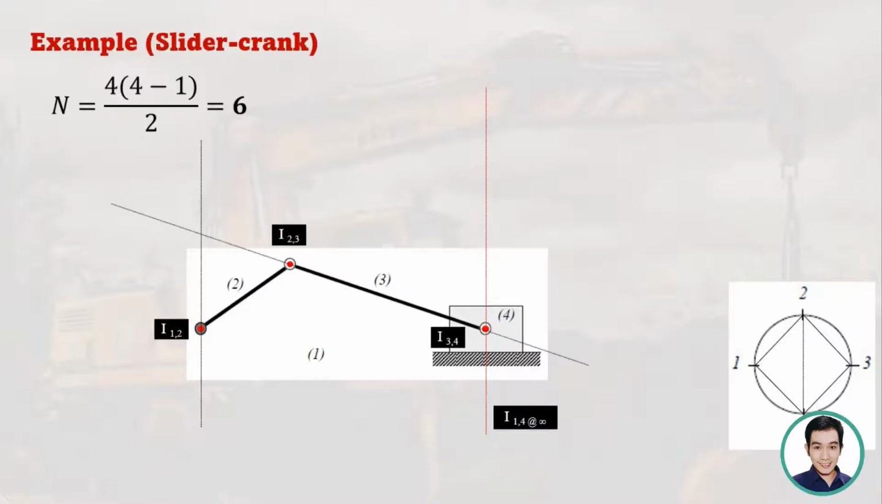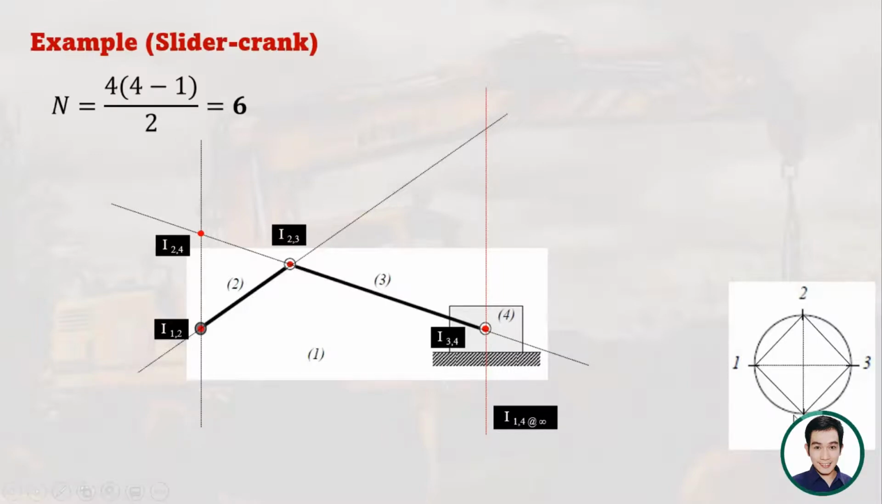And the intersection is the 2, 4. So this is the 5th instantaneous center, which is a virtual instantaneous center. And then we connect 1 and 3. As you can see, the sides of 1, 3 are 1, 2 and 2, 3. So the 1, 2 is here and the 2, 3 is here. So we connect.